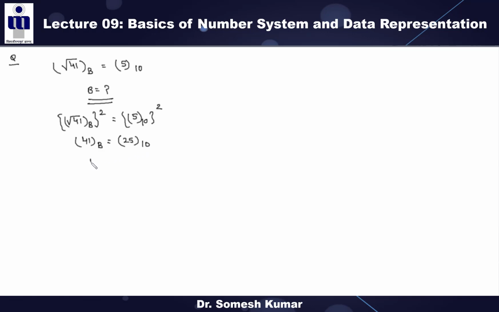You know, b to power 0 multiplied by 1 plus b to power 1 multiplied by 4, which is equal to 25. This is b to power 0, which is 1. 4b is 25 and b is 6. This is the answer. Clear? So in this way, you can solve this type of questions, right?